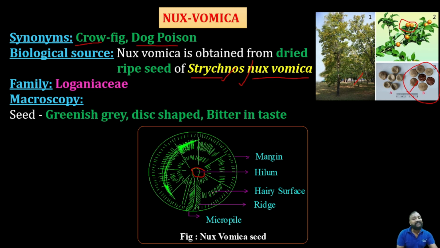These lignified trichomes are the characteristic features of the nux vomica seed, and they consist of some ridges.